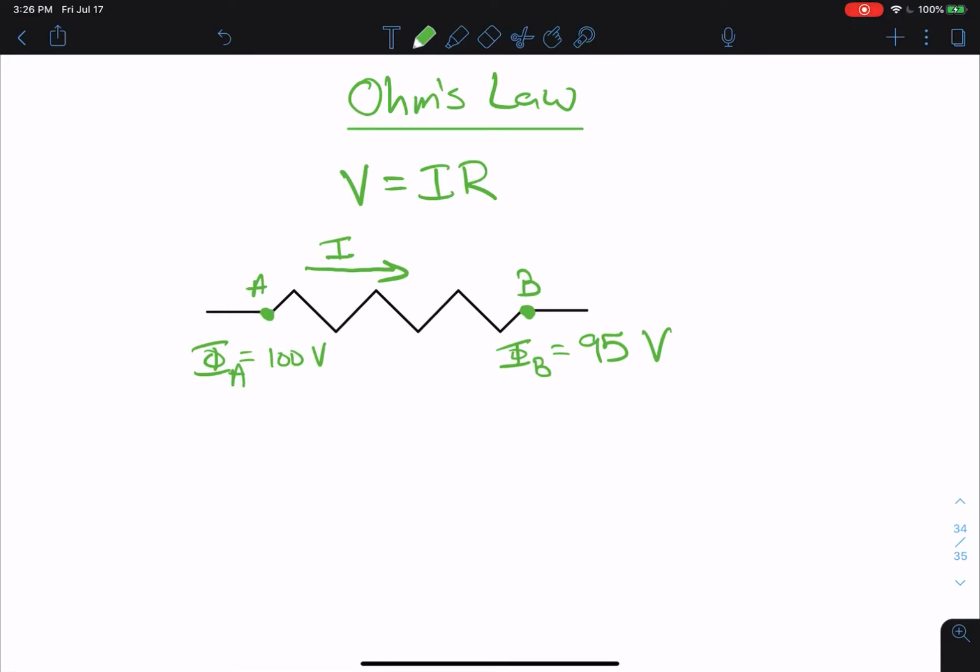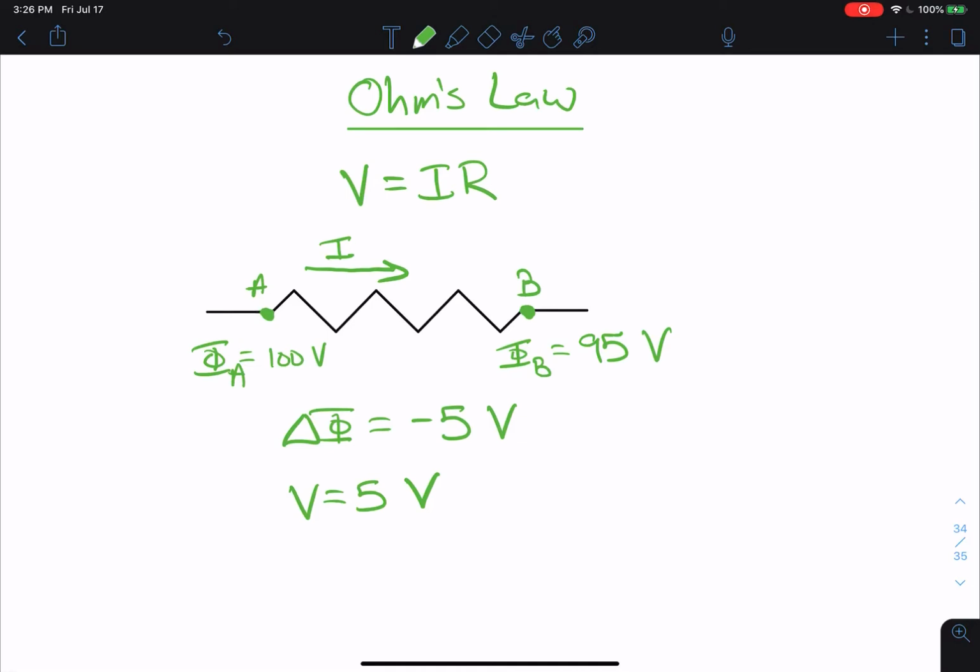So what's happened here? Well, you can see that the potential was at 100, then you go through the resistor, and it's 95. It's dropped 5 volts. If I actually calculated the change in potential, that would be negative 5 volts. But for the resistor, we say the voltage drop is just 5 volts. Nobody would ever say that it was negative 5 volts. We say the voltage drop across the resistor is 5 volts. So that's what that means.